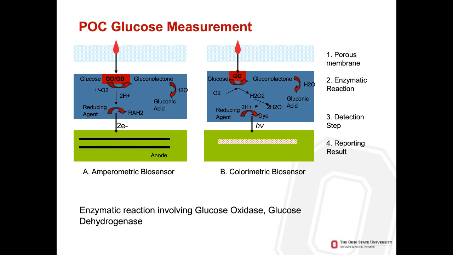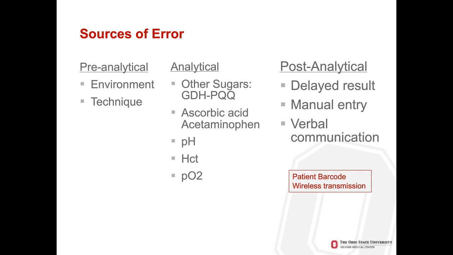There are three main sources of error when it comes to glucose measurement. There are pre-analytical errors, which really just involve the collection of the sample, the environment in which the sample is collected, and in particular, the patient technique. And in the case of point of care bedside glucose testing, it's really important that the personnel collecting the samples have been adequately trained.